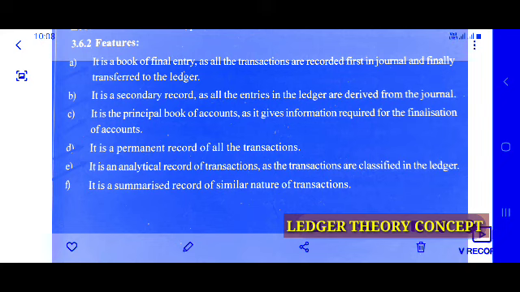For example, if you pass a compound entry, building account debit, furniture account debit, stock account debit to capital account, then for this entry, four accounts are opened. It is building, furniture, stock, and capital.